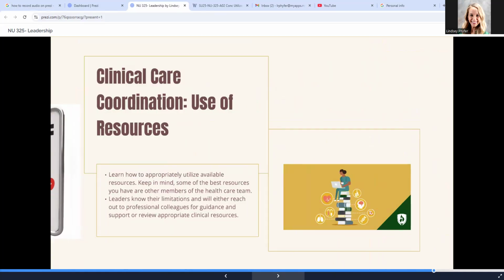Another component of clinical care coordination is use of resources. So you need to learn how to appropriately utilize resources that are available to you. And keep in mind, some of the best resources you have are going to be other members of the healthcare team, or while you're in nursing school, some of the best resources you're going to have is us, your nursing faculty. We're here to help you. And also remember that leaders are going to know their limitations and will either reach out to professional colleagues for guidance and support, or they're going to review the appropriate clinical resources.